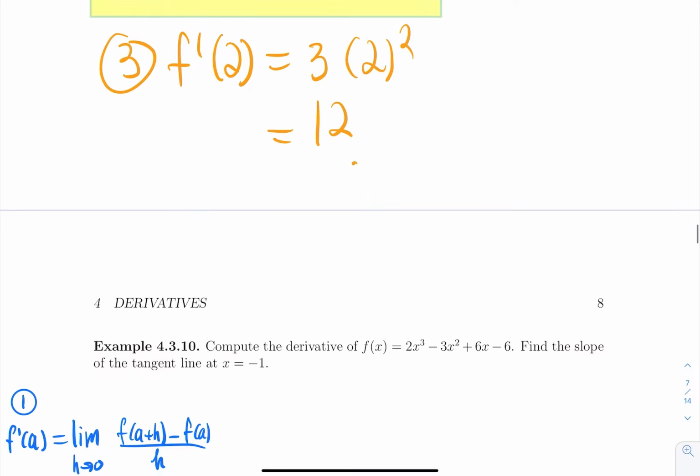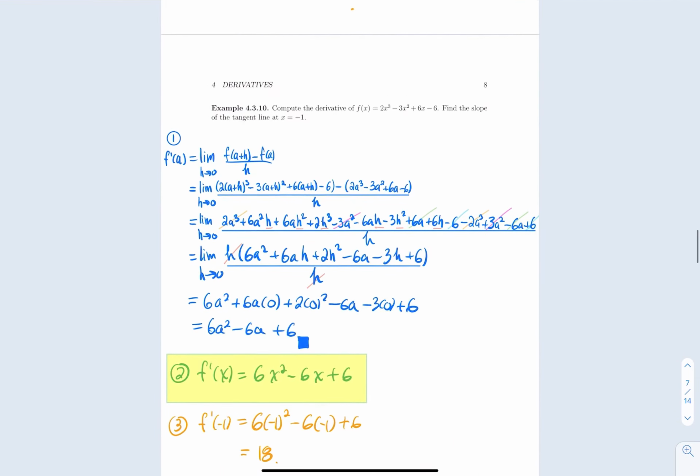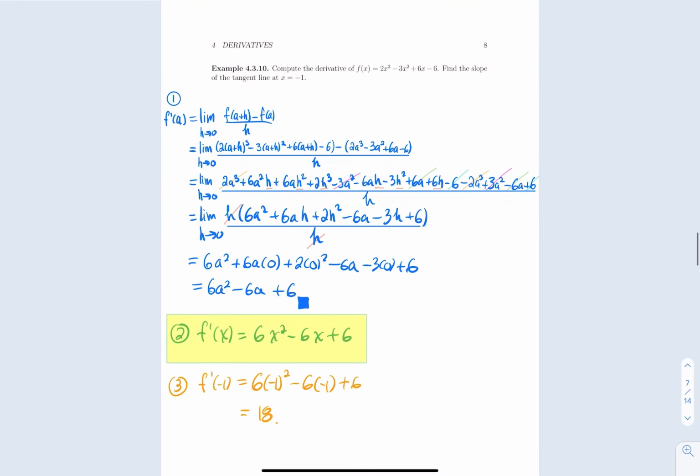All right, there's another example, but I'll just leave it to you as an exercise: compute the derivative of 2x cubed minus 3x squared plus 6x minus 6, and then find the slope of the tangent line. This one is a bit longer, but it's not more difficult. It's just a bit more annoying. Anyways, go through it, and that closes that section, and that ends also this video.